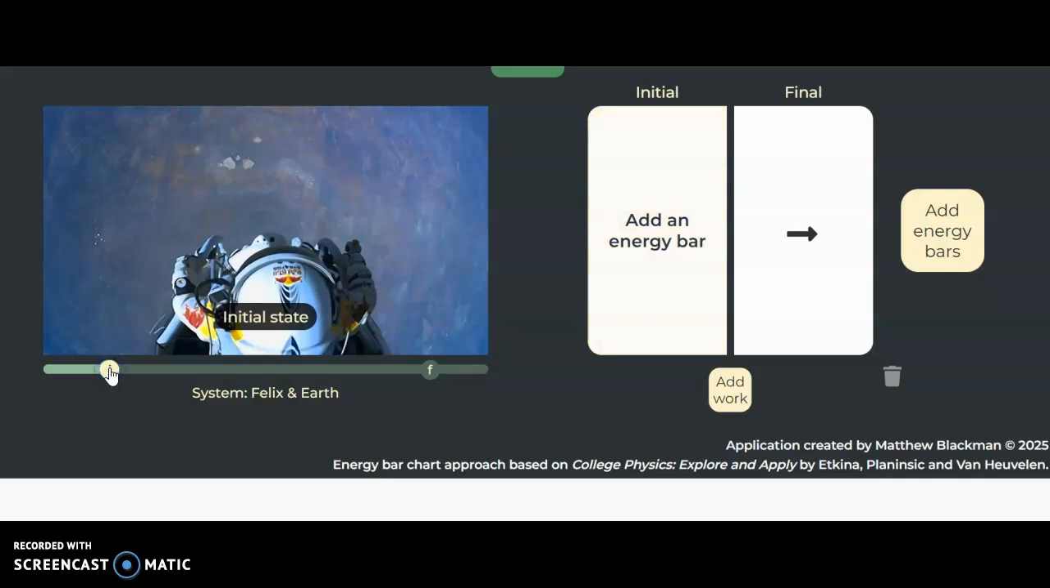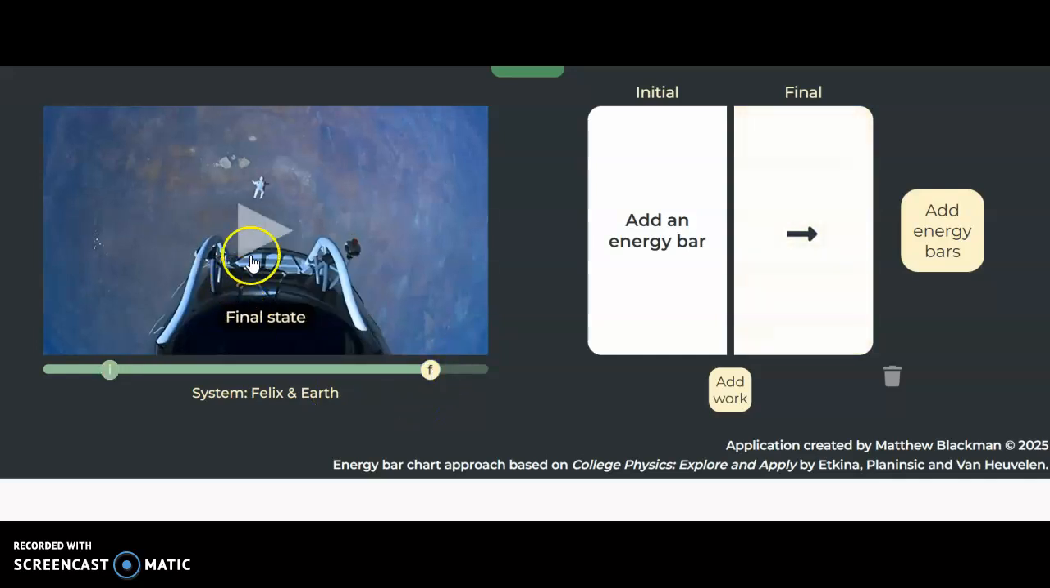So right here is the initial state. So he is just standing on the ledge here getting ready to jump. And the final state is here when he's at his lowest point.